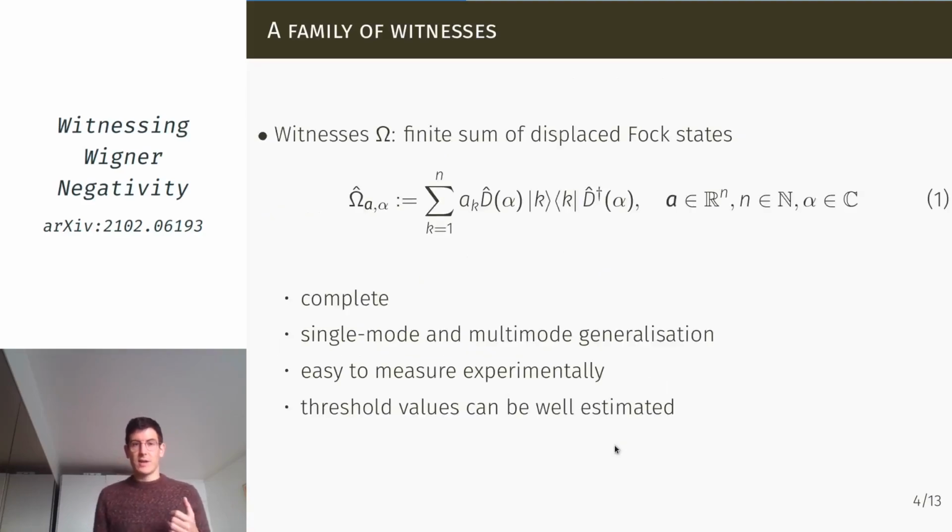But before that, a nice feature of our family of witnesses is that it forms a complete family of witnesses, in the sense that if you take any quantum state which has a negative Wigner function, then you're certified that there exists at least one witness which will detect it. Here I presented single-mode witnesses, but you can easily extend them to multi-mode with just multi-index notation, so that's quite nice. These witnesses are rather easy to measure experimentally, and the threshold value little omega can be well estimated, and we'll see that in a second.